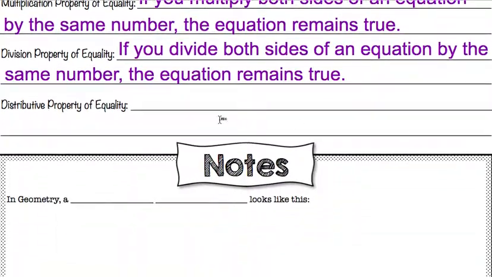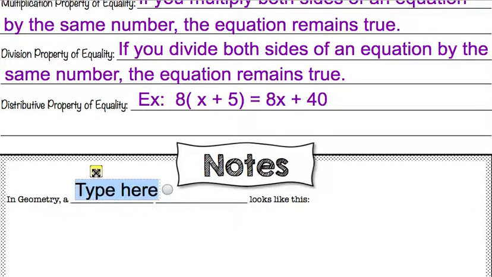The last one is the distributive property. And again, rather than give you a definition, I would really like to just give you an example. So here's our example. If we have 8 times x plus 5, we can distribute and make that 8 times x, which is 8x, and 8 times 5, which is 40. And that is probably something you have seen in algebra before.